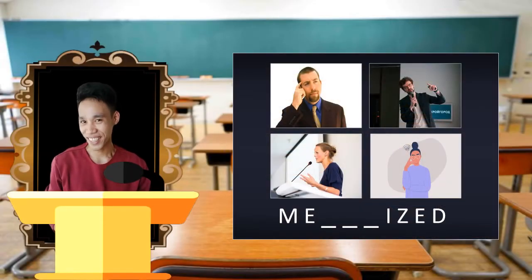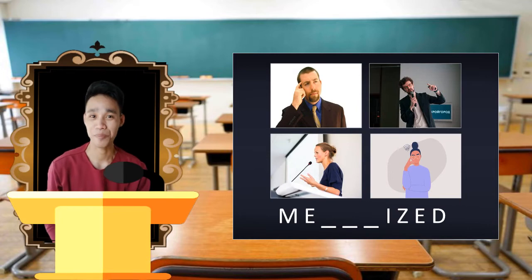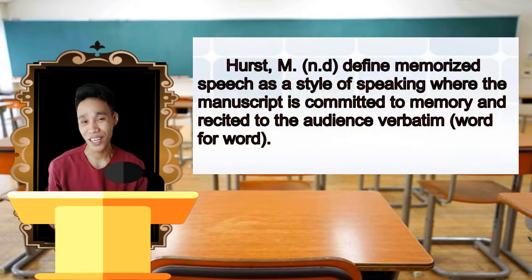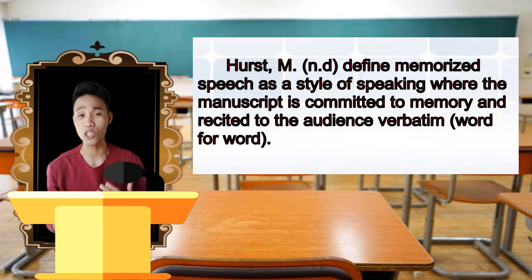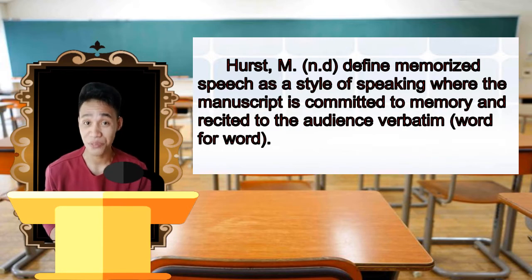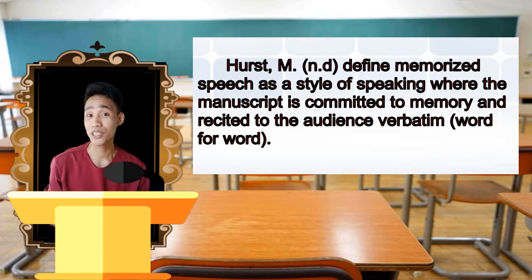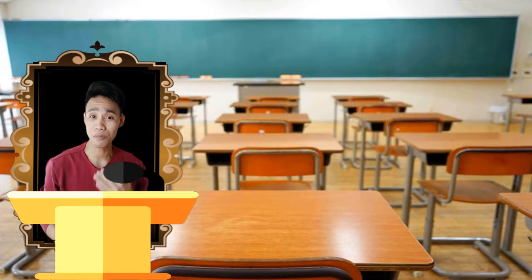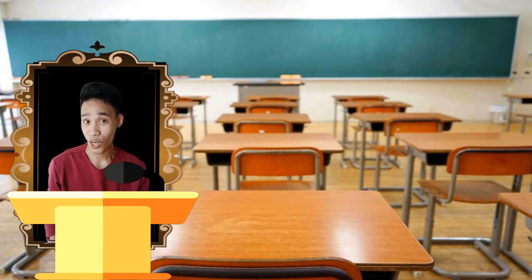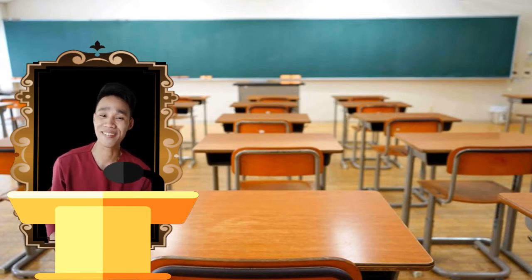We are now in the third method, so try to guess again. Did you get the answer? Well, the answer is memorized. It is a method of speaking where the manuscript is committed to memory and recited to the audience verbatim, or word for word. It can be helpful when the message needs to be exact and the speaker does not want to be confined by notes. It enables the speaker to have eye contact with the audience throughout the speech or argument.